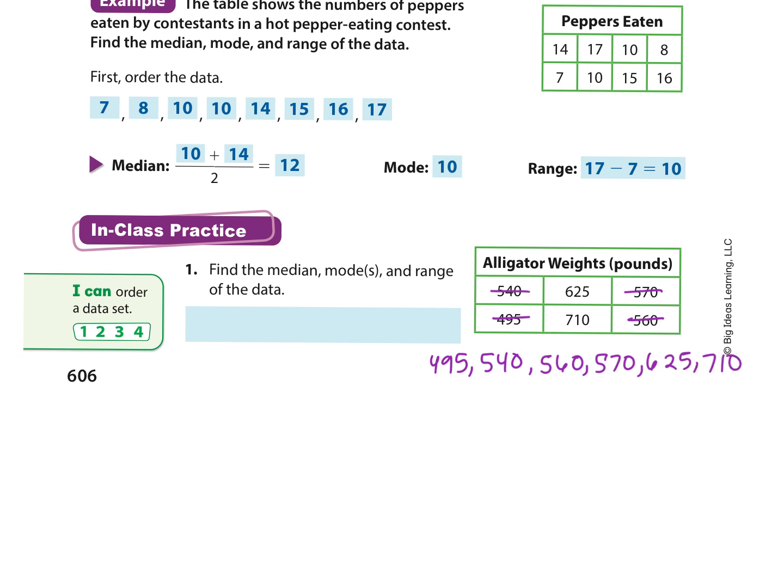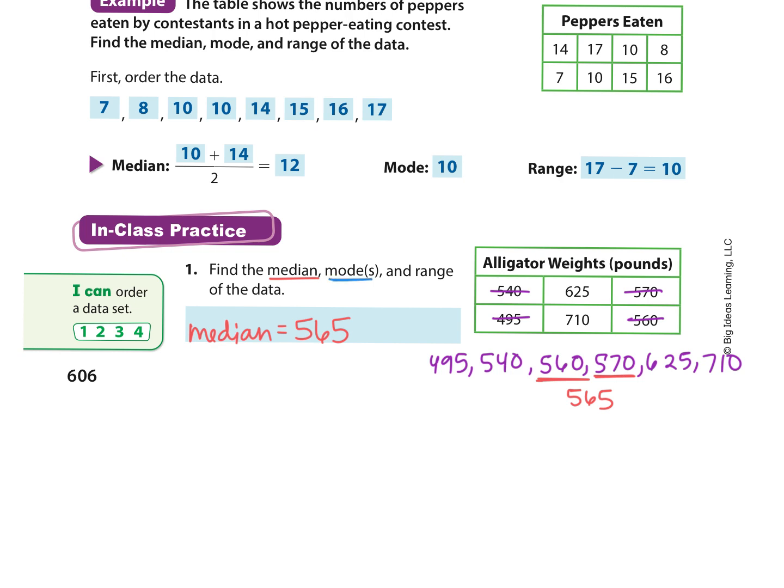Okay, so for median, do I have one middle number? No. So here's a great example of what I have to do when I have 2 middle numbers. I have to take the 2 numbers that are in the middle, which are, I'm going to color code these, 560 and 570. So what's right in the middle of 560 and 570? Yes, 565. So my median equals 565.